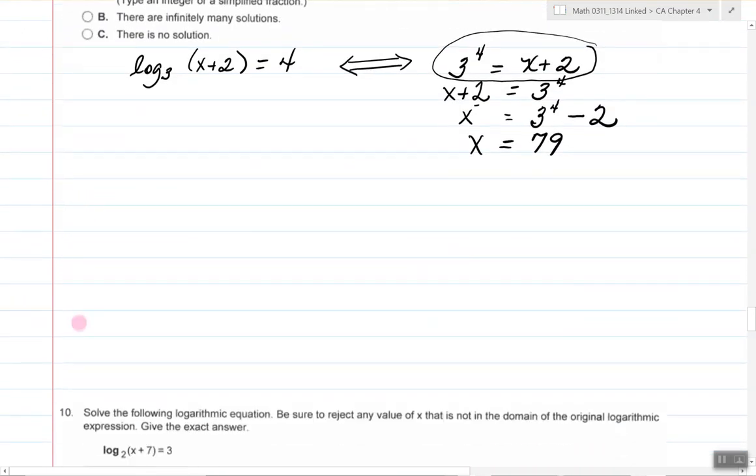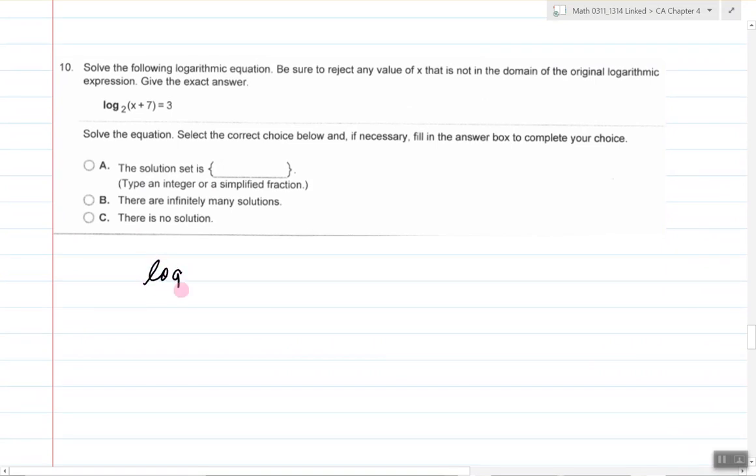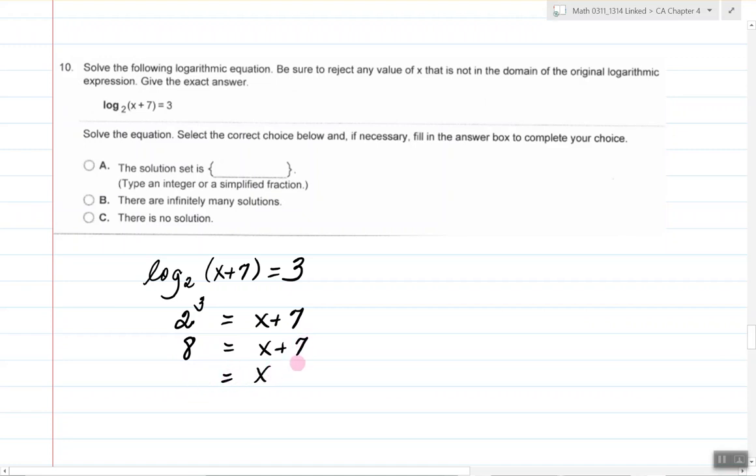All right, let's look at number 10. I have the log base 2 of the expression x plus 7 is equal to 3. So I have 2 to the 3rd power is equal to x plus 7. 8 is equal to x plus 7. X is equal to, subtract 7 from both sides, 1. And I'm sorry I haven't always been saying it, but I do in my mind think, oh, if I put 1 in there, 1 plus 7 is 8, that's greater than 0, so it works out just fine.